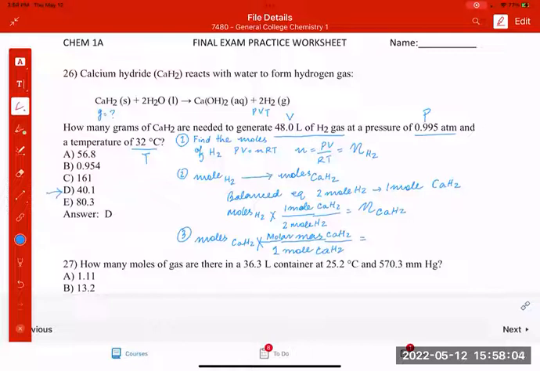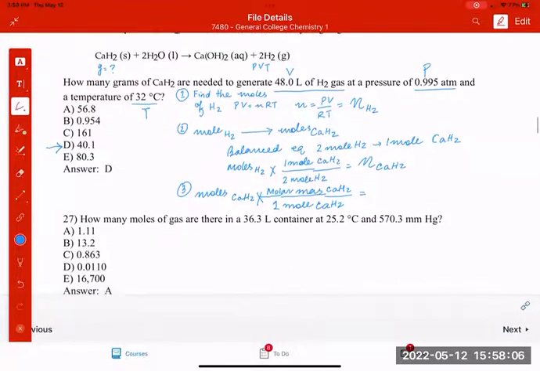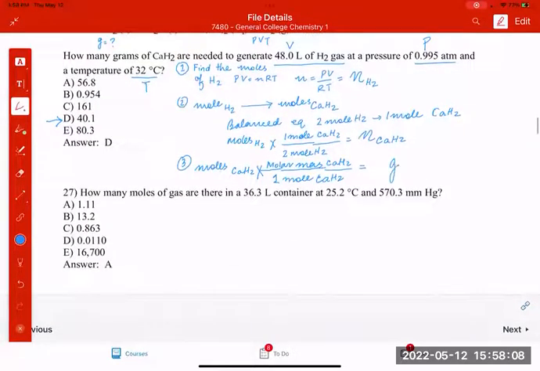So this was a test question. I made some corrections over there for you. That's going to give you the answer in grams. Here you would need the molar mass of calcium hydride. Okay, so these are the steps.